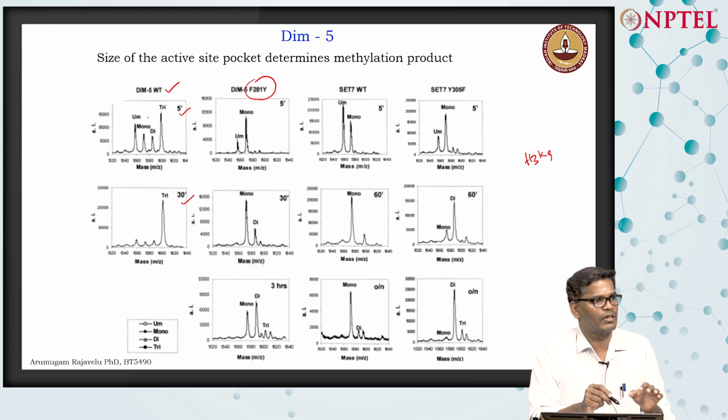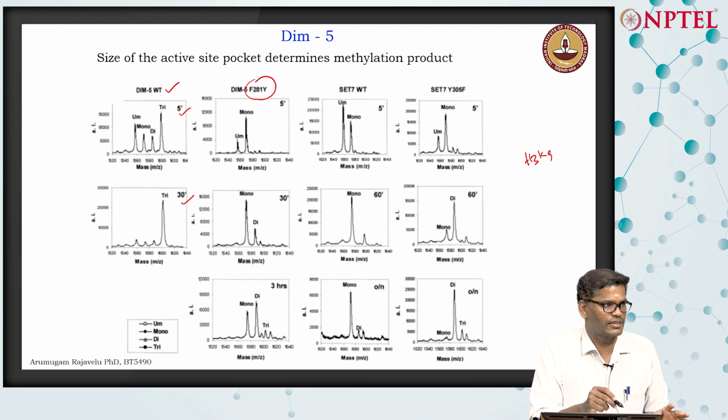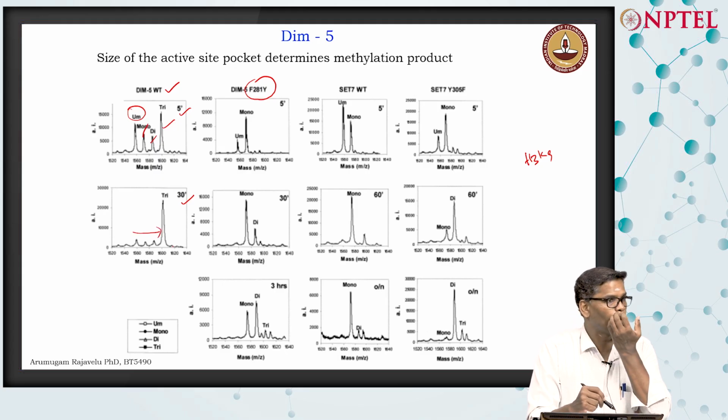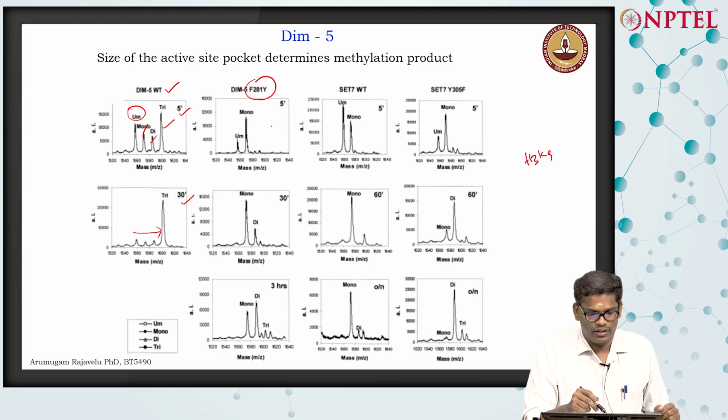This is the LCMS analysis. You have unmethylated peptide fragment, monomethylated one, dimethylated and trimethylated in 5 minutes. In 30 minutes, all are converted to the trimethylated. So this is the property of the lysine methyltransferase, particularly DIM5, the lysine 9 methyltransferase. Whereas the mutant one is sluggish. Even after 3 hours, you see the trimethylation level is very minimal. So what they are trying to infer is that the methyl pocket is very important for successful activity.